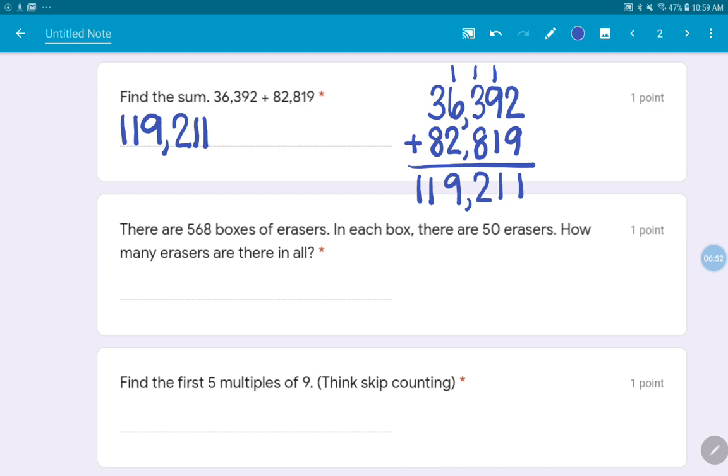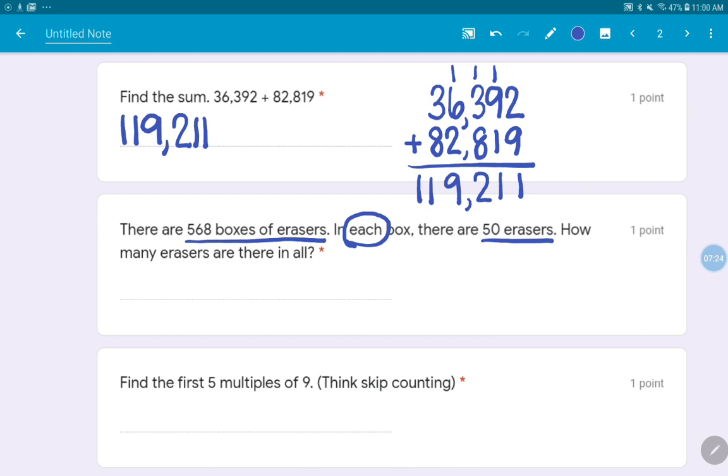This is one that a few of you had some trouble with, so let's talk through it. There are 568 boxes of erasers. In each box, there are 50 erasers. How many erasers are there in all? So we know that there are 568 boxes of erasers. In each box, there are 50 erasers. What are we going to do to solve, Dylan?